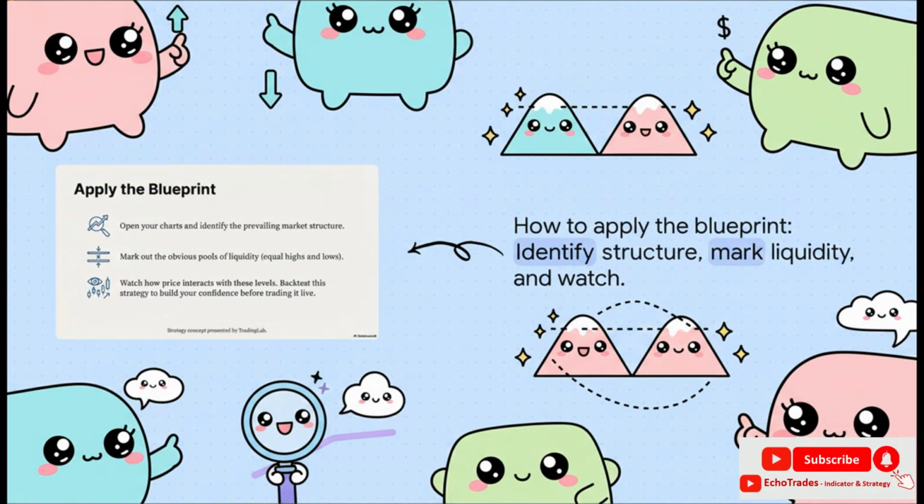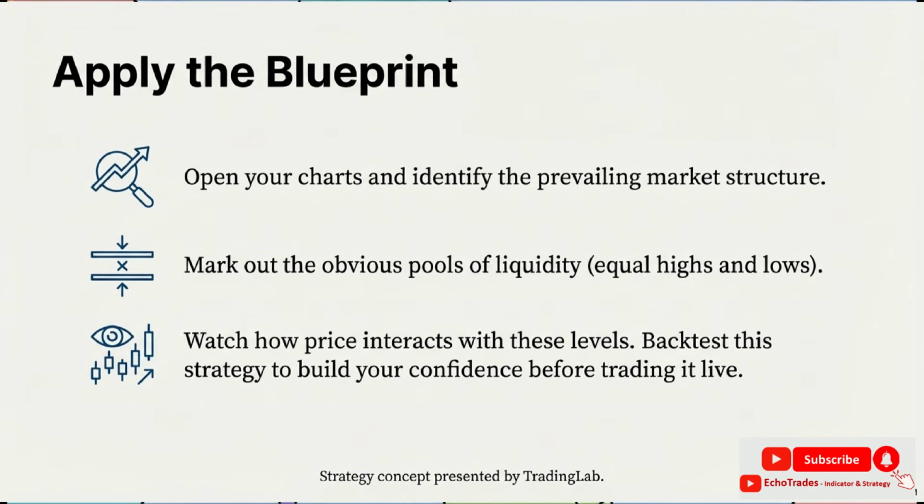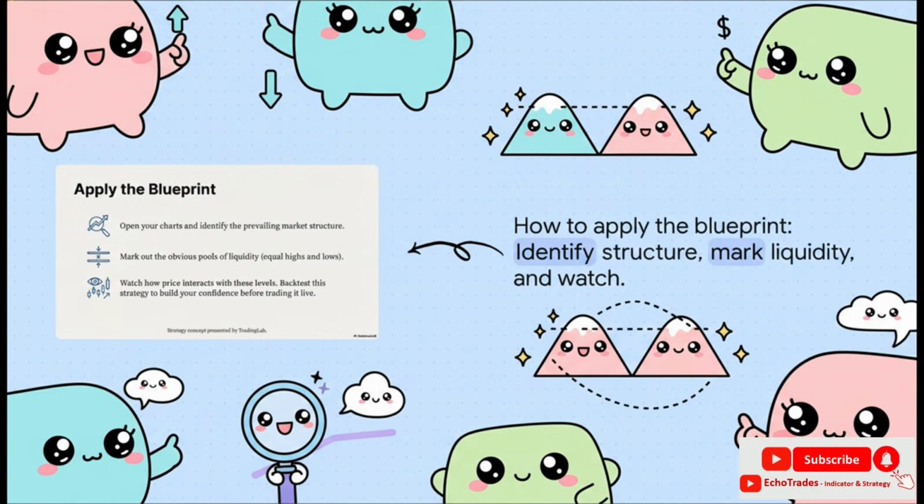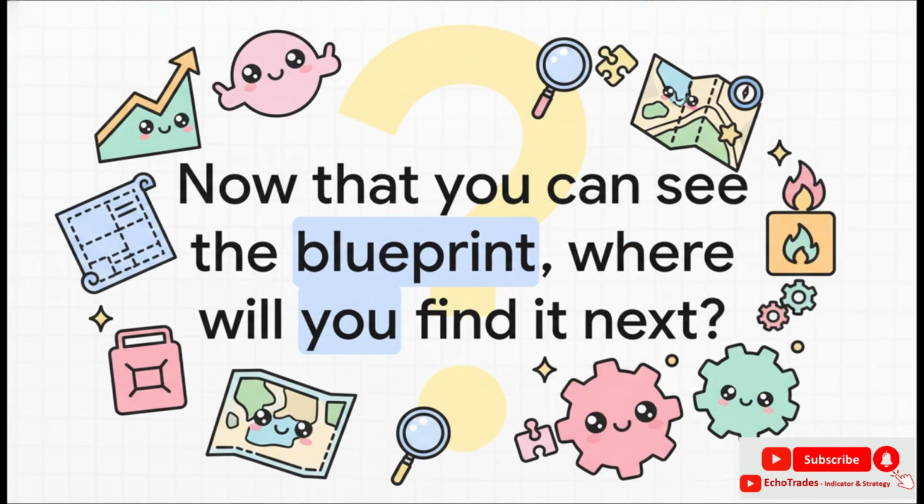So here's what I want you to do. Open up your favorite chart, any market, any time frame. First, just identify the main market structure. Are we trending up or are we trending down? Then just mark out the most obvious pools of liquidity, those clear highs and lows. And then just watch. See how price interacts with those levels. I promise you, you'll start seeing this blueprint everywhere. The market isn't just random noise anymore. It's a map. It's a map of direction and a map of fuel. And now you have the blueprint to read that map. So the only question left is, where are you going to find it next?